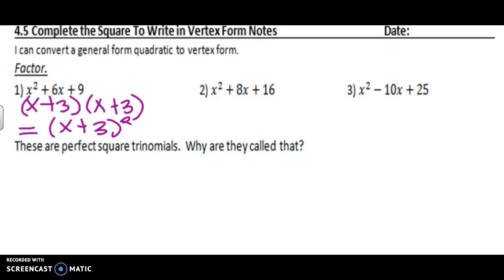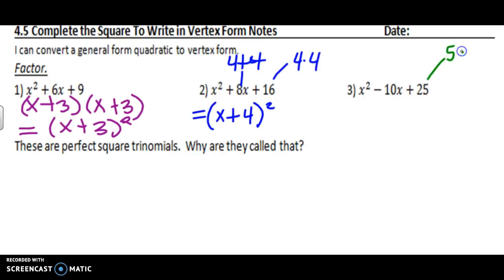If you look at the second one, you know that 4 times 4 gives you 16, and 4 plus 4 gives you 8. So you can factor this one to x plus 4 quantity squared. And the last one, because it's negative, you have to use some negative numbers here. So 5 times 5 would definitely work, but it doesn't work for the addition. So you've got to change these to negatives. So this becomes x minus 5 quantity squared.